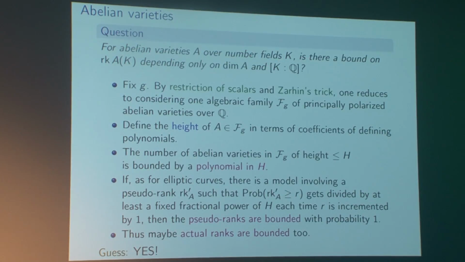And we can ask, is there a bound for the rank of the group of rational points that depends only on the dimension and the degree of the number field? The Mordell-Weil theorem tells you that at least A of k is still a finitely generated group. It still has some rank for any given A. The only question is, is it uniformly bounded? And, well, we can start to try to answer that question.